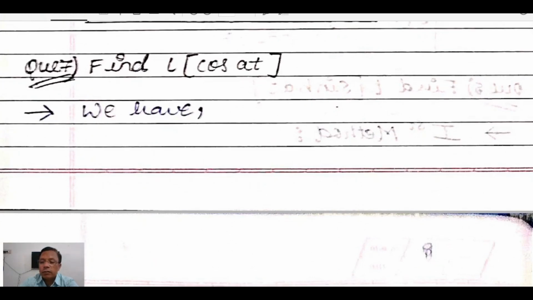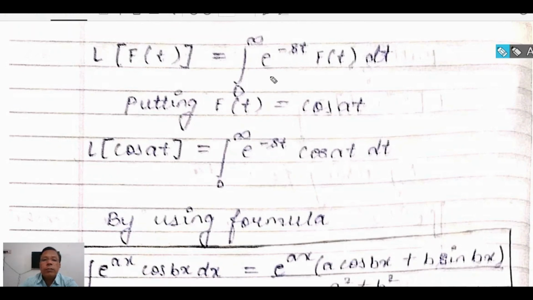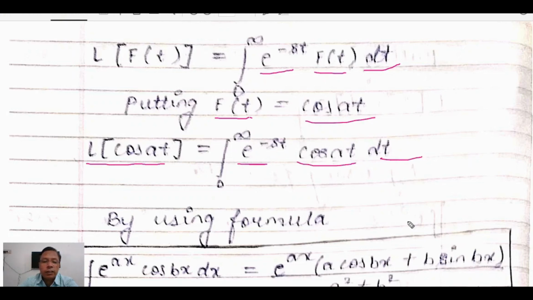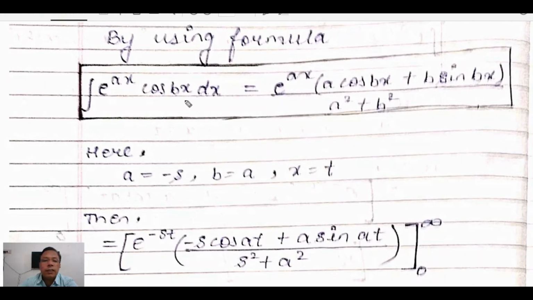So next question is find the Laplace of cos a t. So we have Laplace of f(t) equal to integral 0 to infinity e power minus st f(t) dt. Here f(t) equal to cos a t. So Laplace of cos a t equal to integral 0 to infinity e power minus st into cos a t dt. So by using the formula of integration e power ax into cos bx dx equal to e power ax into (a cos bx plus b sin bx) upon a square plus b square.